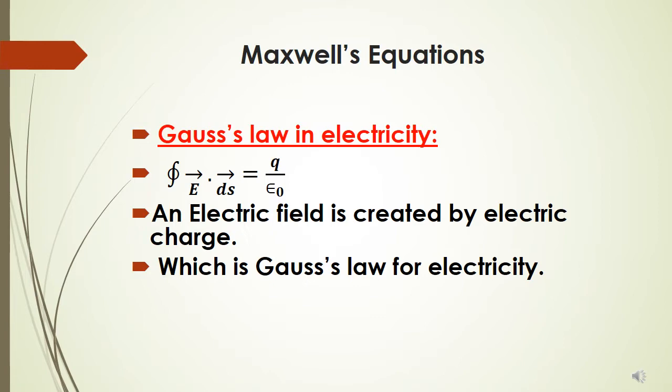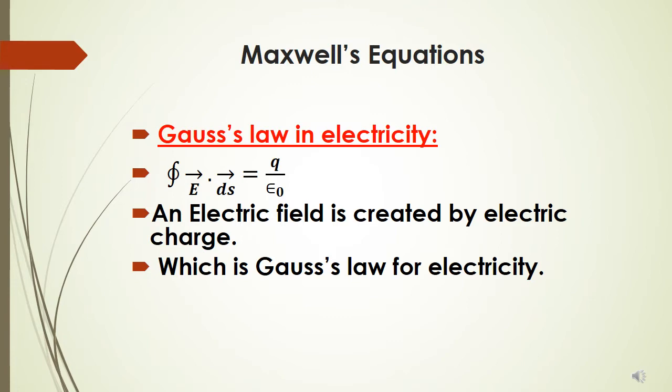The first Maxwell equation is Gauss theorem in electricity, which is closed integral E dot dS equals q upon epsilon naught. This fundamental relation says wherever there is charge q, there will be an electric field, and wherever there is an electric field, it cannot exist without charge. So wherever there is an electric field, I need not ask whether there is any charge, because it cannot be created without charge. Similarly, if there is a charge, we cannot ask whether it is creating an electric field, because any charge will always create an electric field.